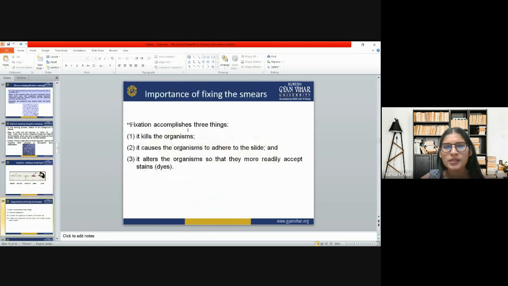Now, importance of fixing the smear. Why do we need to fix the smear? Fixation accomplishes three things: it kills the organism, it causes the organism to adhere to the slide, and it alters the organisms so that they more rapidly accept stains.